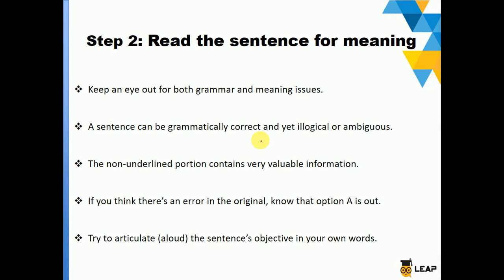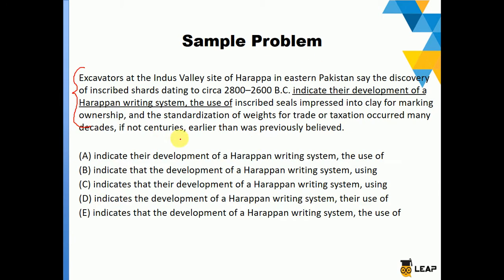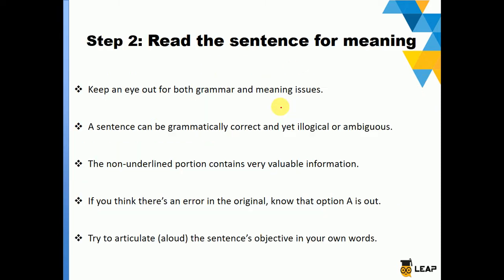So this is where you keep an eye out for both grammar and meaning issues. A sentence can be grammatically correct and yet illogical or ambiguous. This is possible. In fact, most people who try to be grammatically correct often make a mistake when it comes to meaning. The non-underlined portion contains very valuable information. Especially for an argument text that is this long, there's a lot of information to find in the non-underlined portion. In fact, most of what you will understand of the underlined portion will actually come from the non-underlined portion.